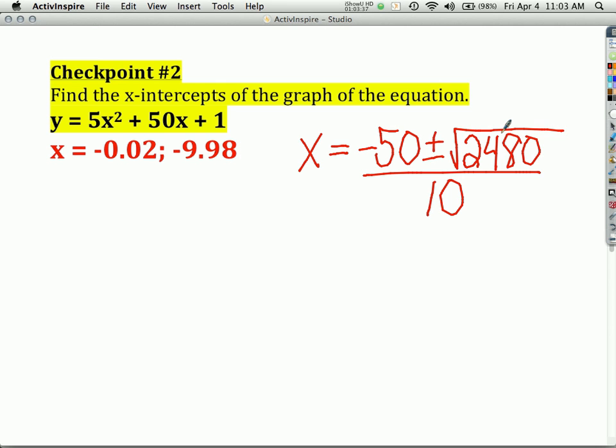Take the square root, do the two expressions, and you get that. Any comments, questions, concerns? Okay, give me a thumbs up if you got this one correct. Keep your thumb up. 1, 2, 3, 4. A lot of people. Good. Put your thumbs down.